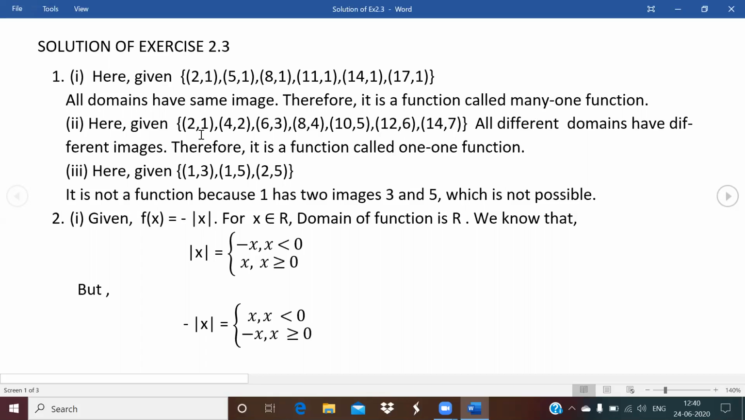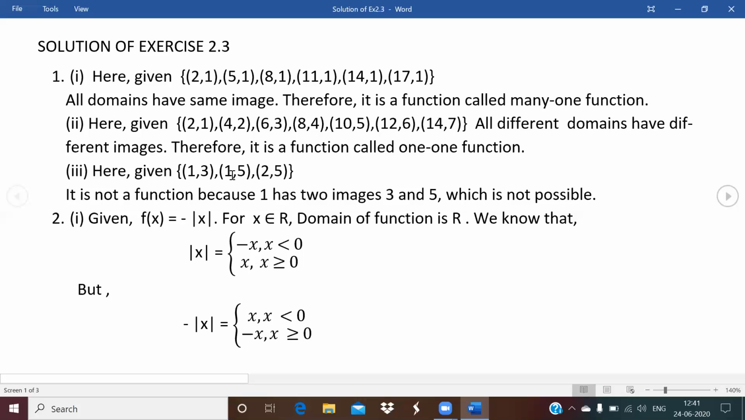Now, in the second part, you can see 2 has image 1, 4 has 2, 6 has 3, 8 has 4, 10 has 5, 12 has 6, and 14 has 7. Means all different domains have different images. Therefore, it is also called a function, and the special name of this is one-one function, because one domain has one image.